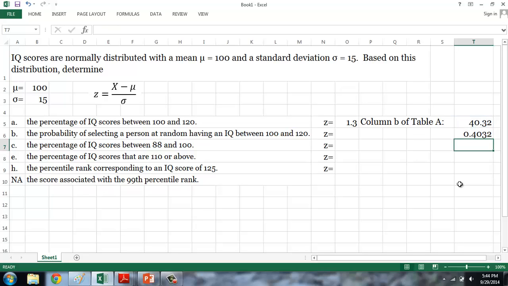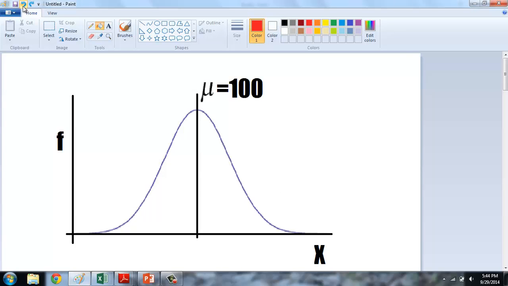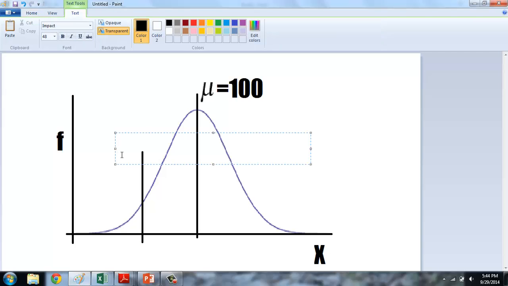The next question asks for the percentage of scores between 88 and 100. So for this case, I'll draw a line somewhere to the left of the mean and label it as 88.